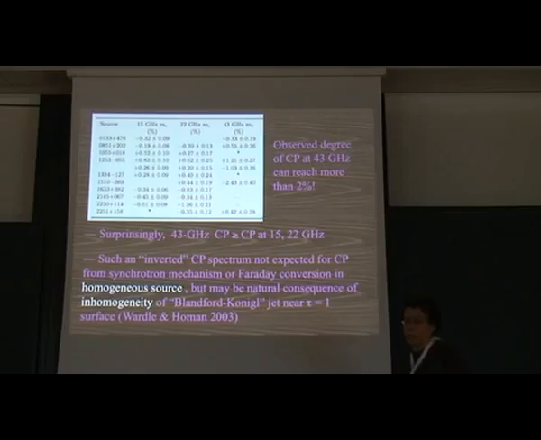This is completely unexpected for the 2 main models usually considered in the literature, which are either circular polarization associated just with synchrotron radiation, or associated with Faraday conversion in a homogeneous source. But it turns out that this kind of behavior may come about in a very natural way if we're dealing with a Blandford-Königl type jet and we're looking at circular polarization near the jet base.